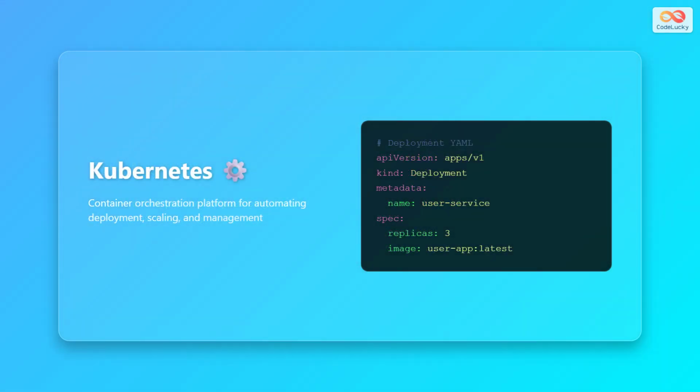Kubernetes, often abbreviated as K8s, is a container orchestration platform for automating deployment, scaling, and management of containerized applications. It helps you manage your microservices in a cluster, ensuring high availability and efficient resource utilization. The example shows a deployment YAML file, which defines how to deploy a user service with 3 replicas and specifies the Docker image to use.